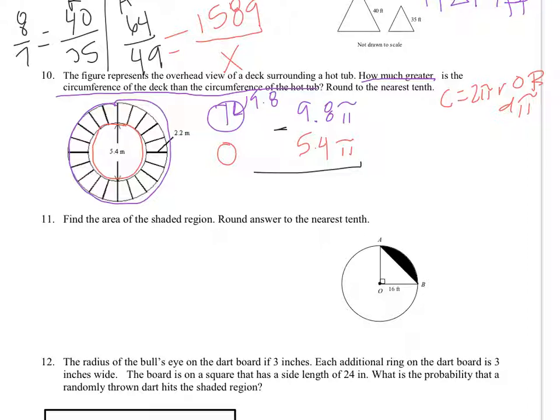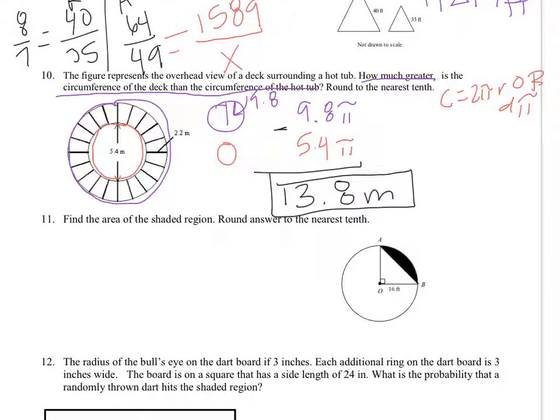And this one says round to the nearest tenth. So because I used the pi button, my answer could be a little different than yours. But again, when you were doing this, as long as you were showing work, I'm A-okay with that. It's just meters because I'm talking about length. And that's how much longer the circumference of the deck is compared to the hot tub.